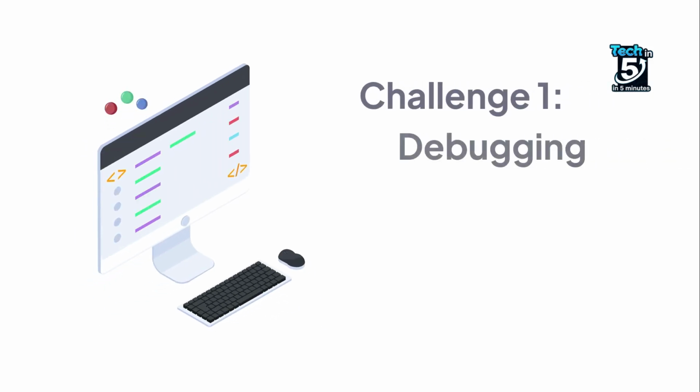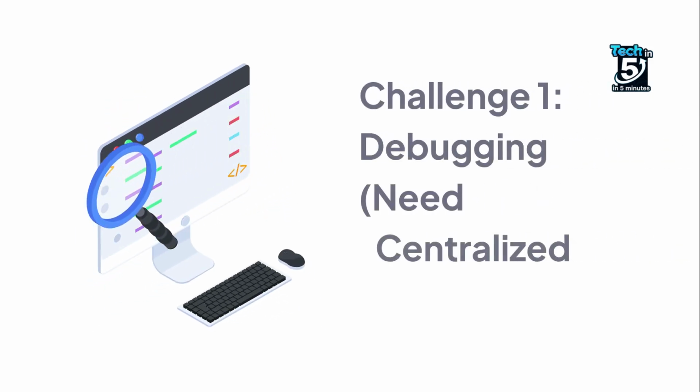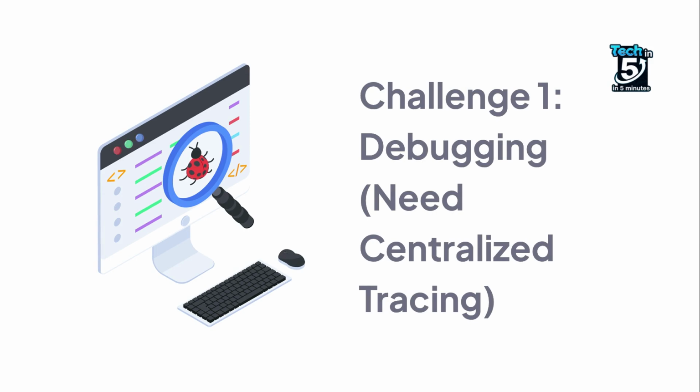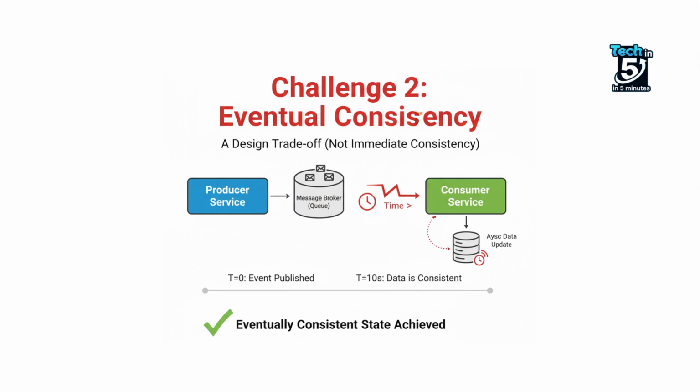EDA isn't a silver bullet. The biggest challenge is debugging. Tracing an event across multiple queues and services is complex. You need good centralized logging and tracing tools. The final challenge is the shift in mindset required for eventual consistency. We accept that data might be momentarily inconsistent, which can impact user experience if not handled carefully.